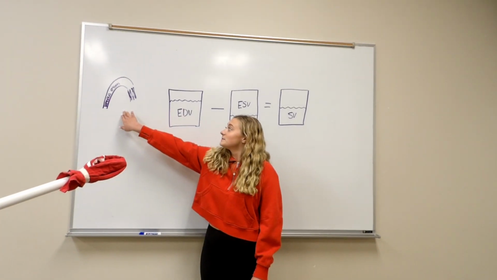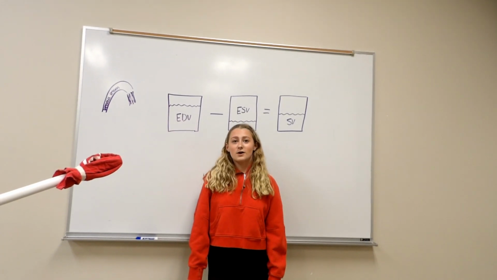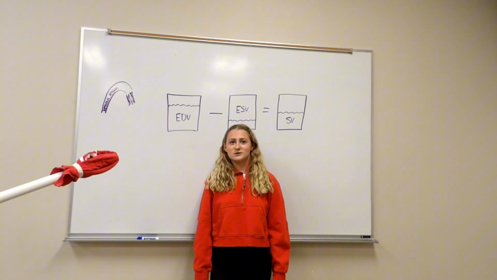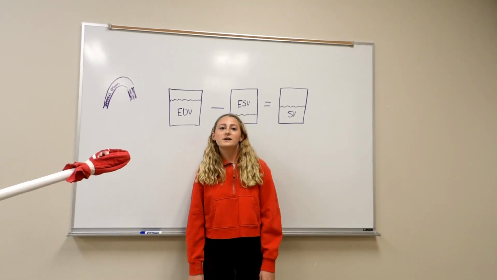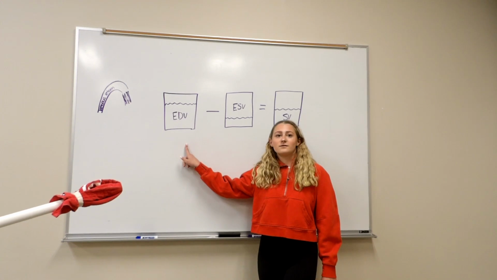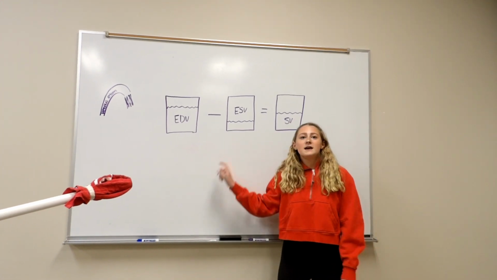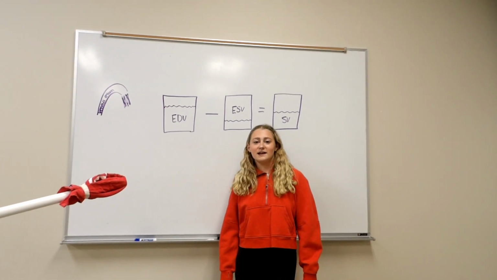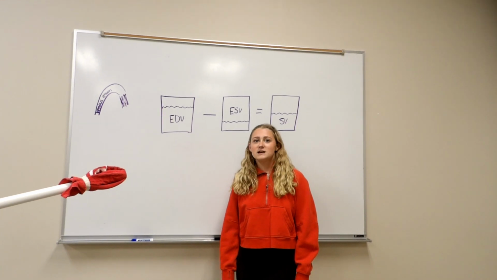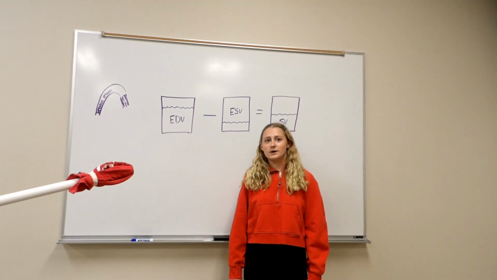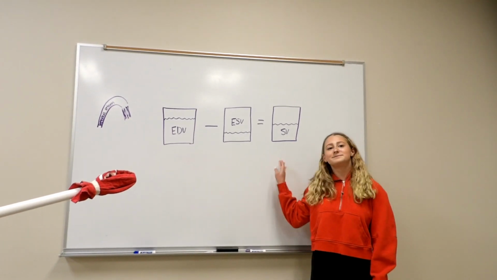Stroke volume starts off with venous return. Stroke volume is the amount of blood that is pumped out of the left ventricle with each contraction. It's calculated with a simple equation: end diastolic volume minus end systolic volume. End diastolic volume is how much blood is in the left ventricle at the end of contraction. Subtracting these two values gets you the stroke volume, which is measured in milliliters per beat.